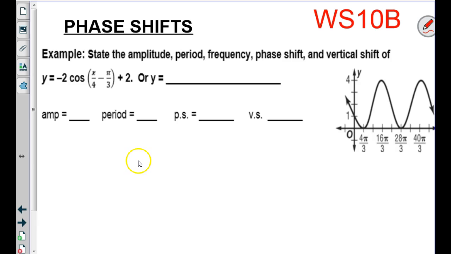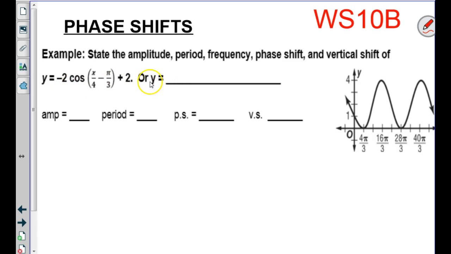10B? At the top of 10B? Yes? I thought it was pretty clear. All right.